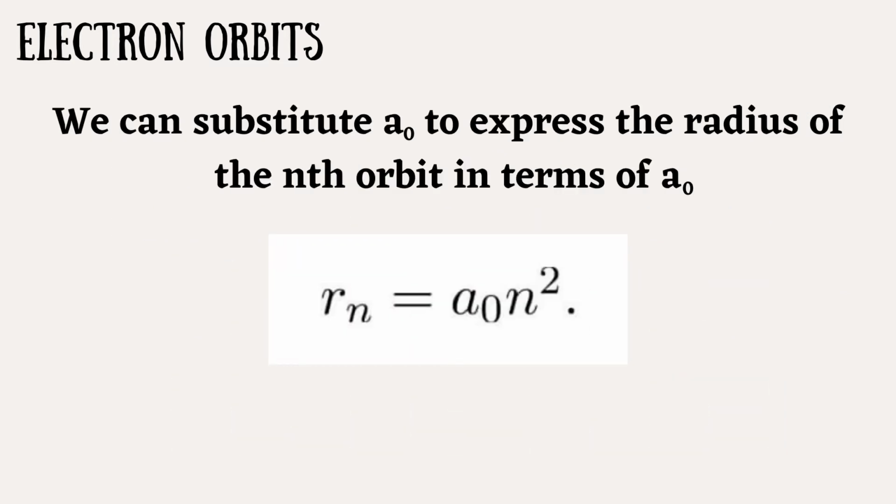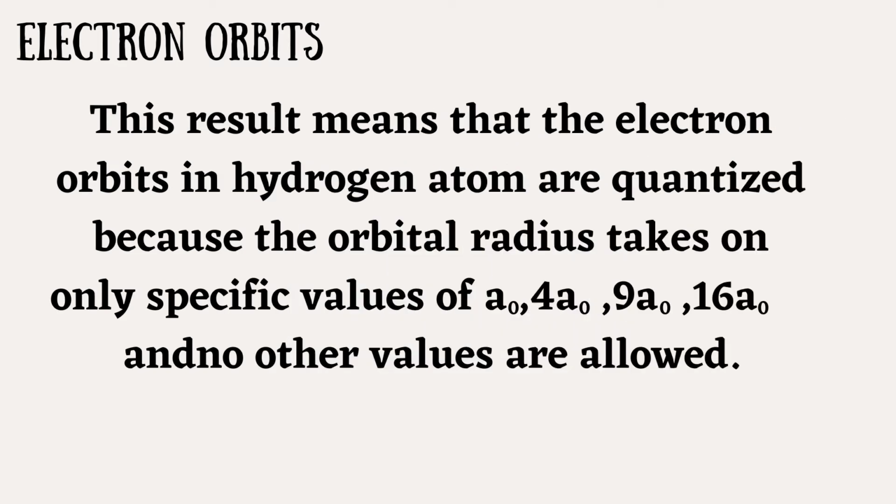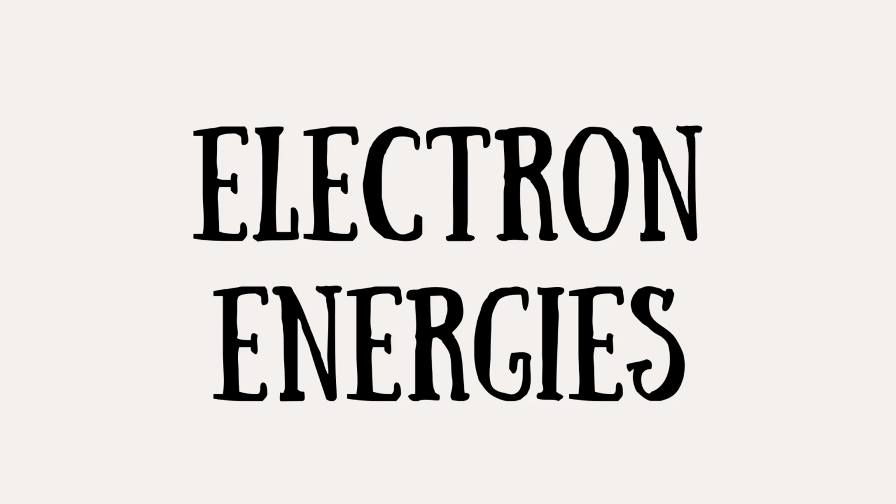We can substitute a sub 0 to express the radius of the nth orbit in terms of a sub 0, where r sub n is equal to a sub 0 n squared. This result means the electron orbits in the hydrogen atom are quantized, because the orbital radius takes only specific values of a sub 0, 4a sub 0, 9a sub 0, 16a sub 0, and so on, and no other values are allowed. Okay, let's proceed to electron energies.